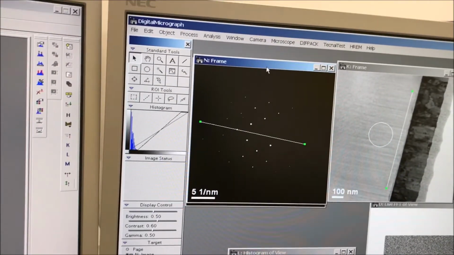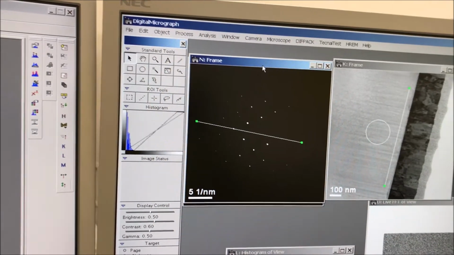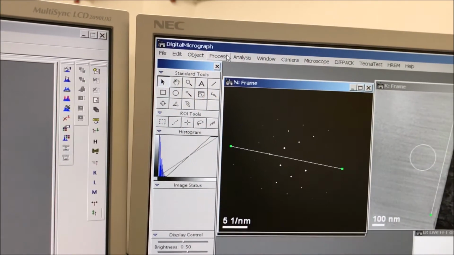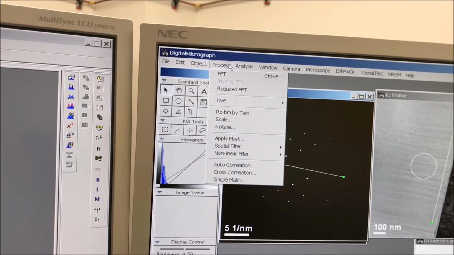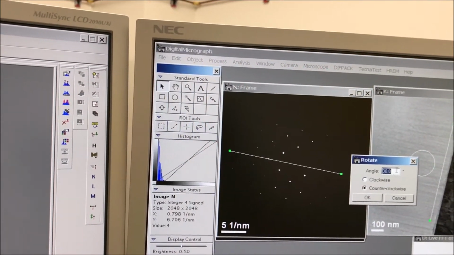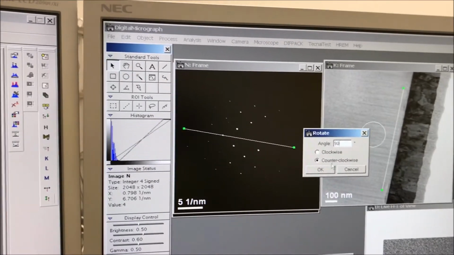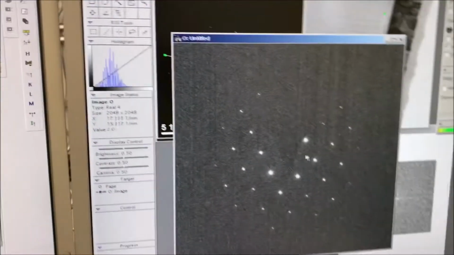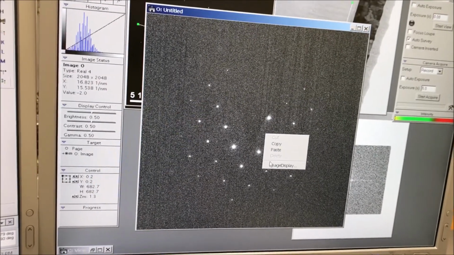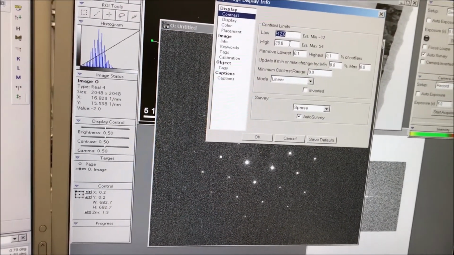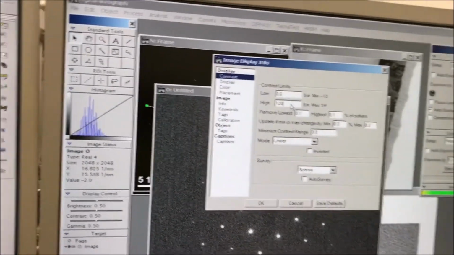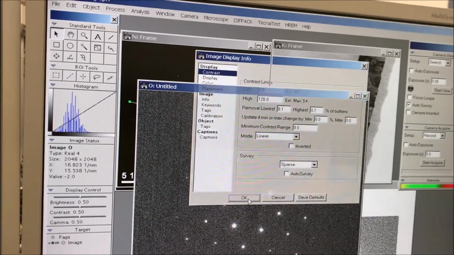So if I click on my diffraction pattern, I can actually do a digital rotation. I go to Process, and then Rotate, and then I put in 90 degrees counterclockwise. Click OK. And now I'm going to do a quick digital adjustment of my diffraction pattern so that it's a little more aesthetically pleasing. Just change my contrast limits.